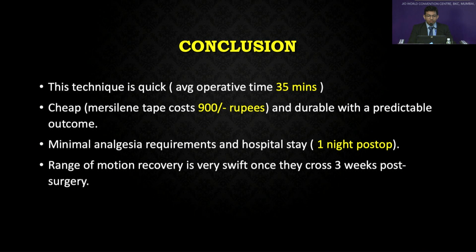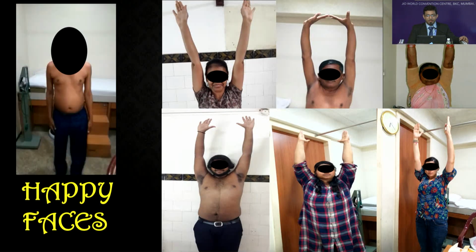We can conclude that this is a cheap technique. The muslin tape costs about 900 rupees. It is a quick technique. The operative time is on average 35 minutes, and it is a durable technique. There is minimal analgesic requirement, and the post-op hospital stay is just 1 day. The range of motion is very swift once they cross 3 weeks of the post-operative period.